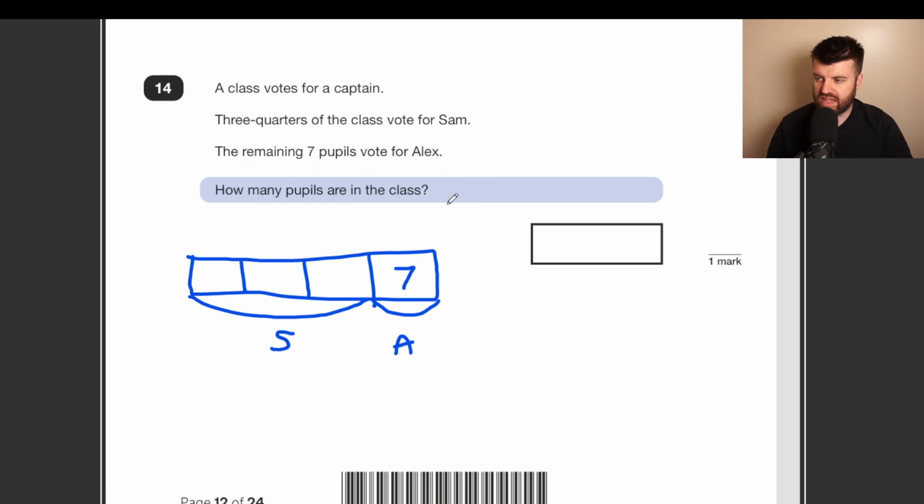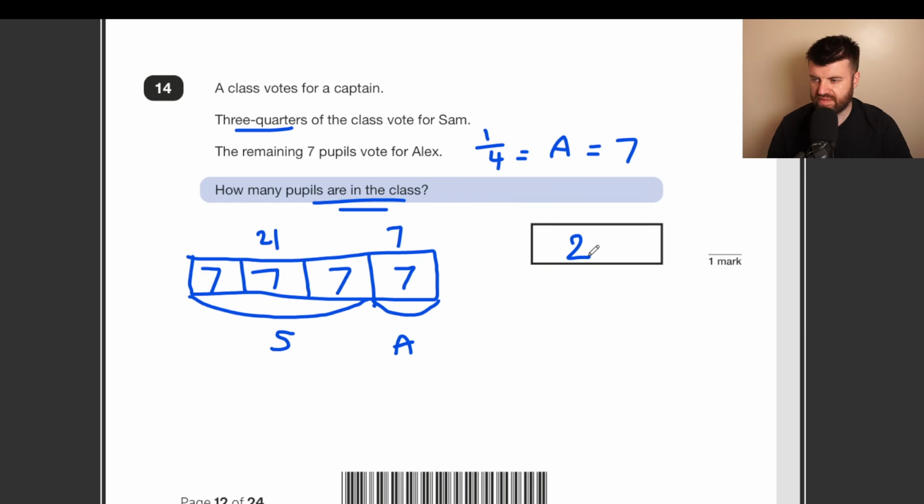How many pupils are there in the class? This is about recognizing that if 3/4 voted for Sam, 1/4 voted for Alex, and we know that's 7. So if we know 1/4 is 7, we can fill the other quarters with 7, which means 21 voted for Sam, 7 voted for Alex. But the question says how many pupils are in the class. So 4/4, 4 times 7, there must be 28 people in that class. And this is just a really good, hopefully, proof that just drawing a model can really help you to visualize a question sometimes.